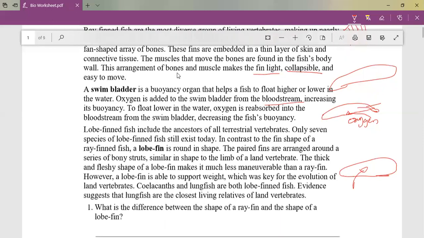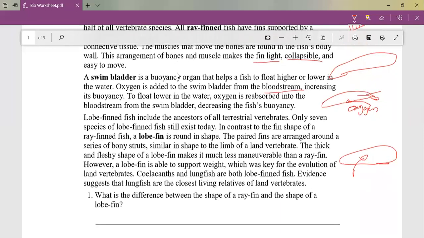Now let's talk about the lobe-fin fish. Scientists have said a lot of things about them. A lot of scientists say they are the ones which actually evolved to become the land organisms, or terrestrial organisms. The evolution of the lobe fin became the limbs which organisms use to move around today. The fin shape of the lobe fin is round, not like the fan shape of the ray fin.